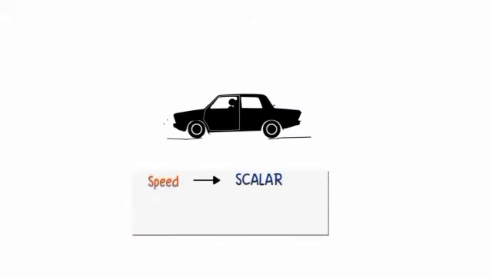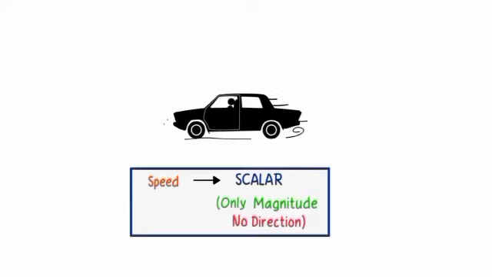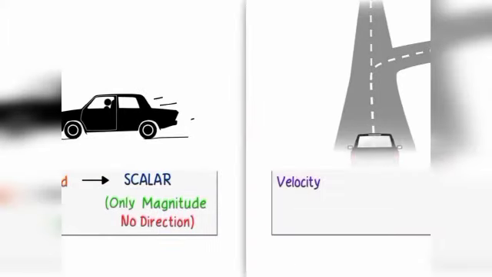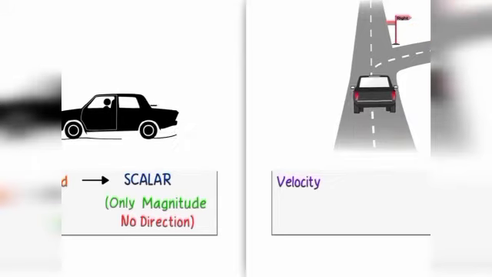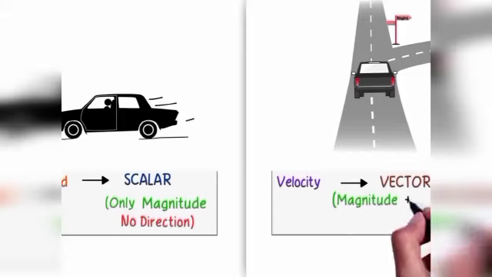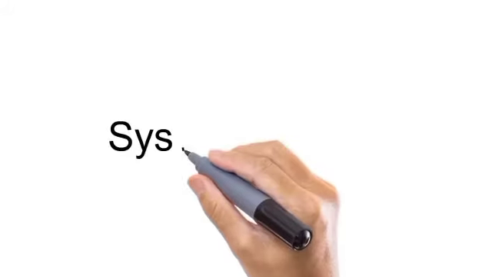Speed is a very good example of what we call in physics a scalar quantity, indicating only magnitude but not specifying any direction. So what are the scalar quantities? Only magnitude but no direction. In the case of velocity, however, the direction is stated, and that's why it is referred to as a vector quantity. A vector quantity involves not just the magnitude but also the direction. When you add directional information to speed, it becomes a vector quantity called velocity.